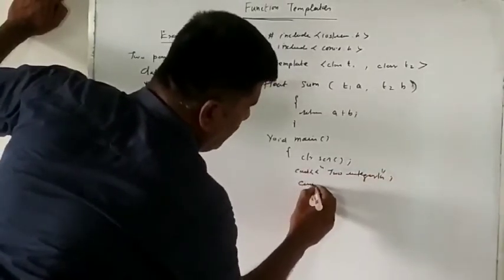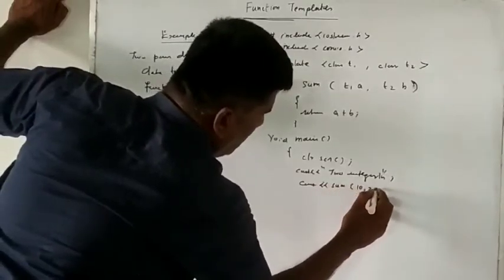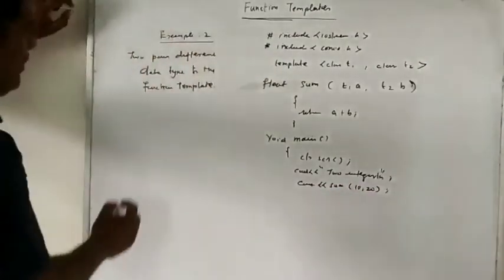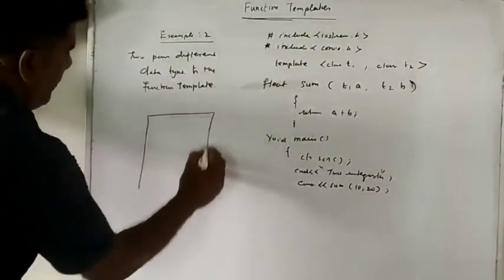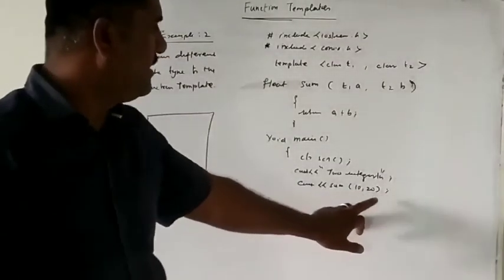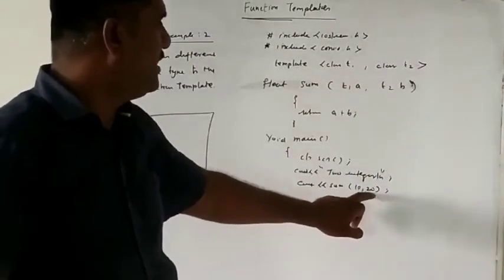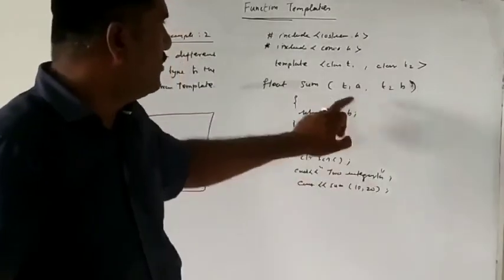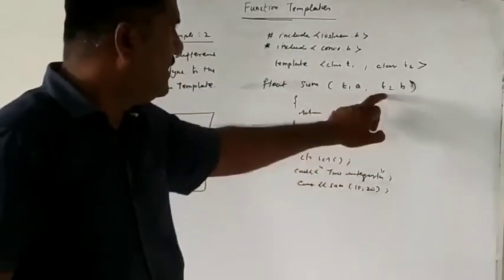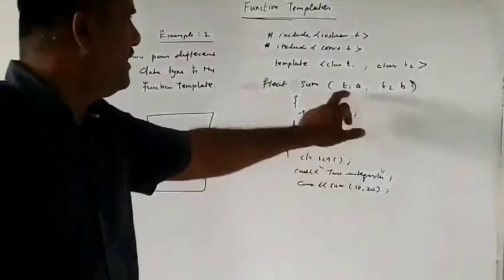Integer. So cout sum of 10, 20. So 10 is an integer, 20 is an integer. So here T1 is an integer, T2 is also an integer. So T1 A is 10, T2 B is 10. Both are integers, so you are calling that with integers.